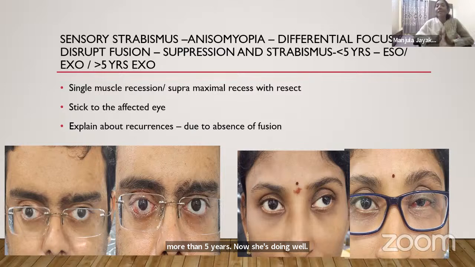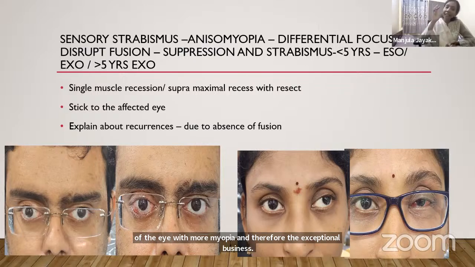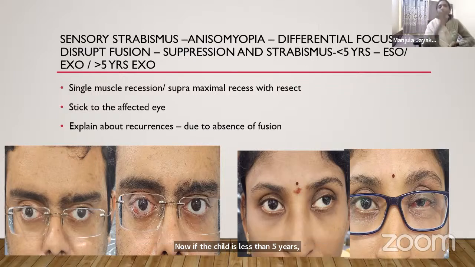Next, let's go to sensory strabismus. Sensory strabismus occurs in anisometropia. Why does it happen? There is a differential focus between the two eyes. This disrupts fusion, causes suppression of the eye with more myopia, and therefore there is a strabismus. Now, if the child is less than 5 years, there is equal predisposition to both esotropia and exotropia. More than 5 years, there is more predisposition towards exotropia. So what are the surgical considerations in this kind of strabismus? You will stick to the affected eye. That's point number one. Suppose the angle is small, as in this.